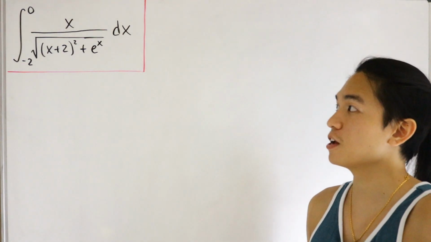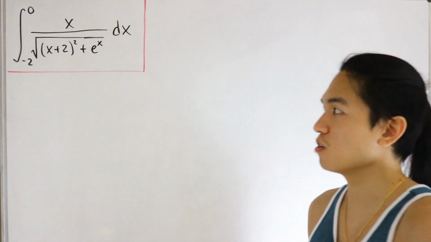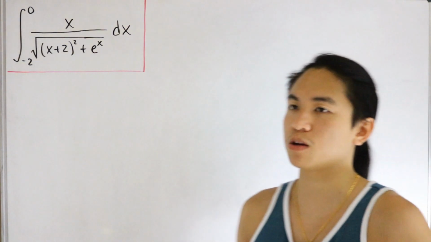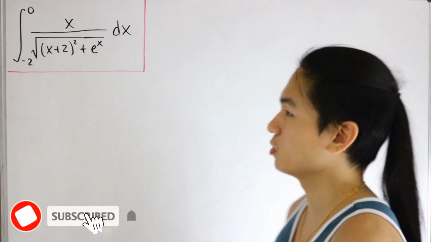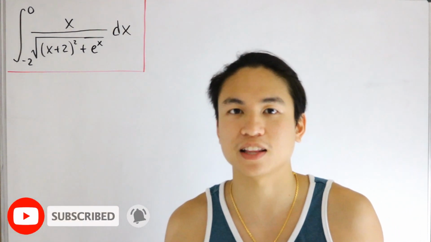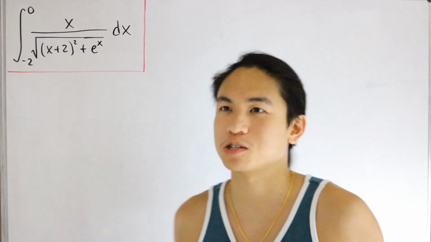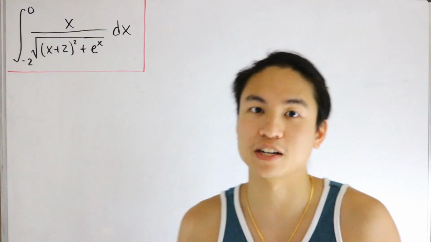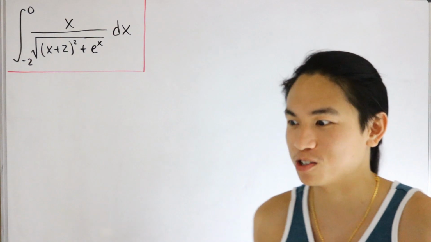So here we have a definite integral from -2 to 0 of x divided by the square root of (x plus 2) quantity squared plus e to the power x, dx. And this is actually a very special integral. You might be thinking that it represents some sort of interesting form. Not really. I just said that because the answer to this integral contains the golden ratio number. So that makes this video, I can title it "Golden" if I wanted to.